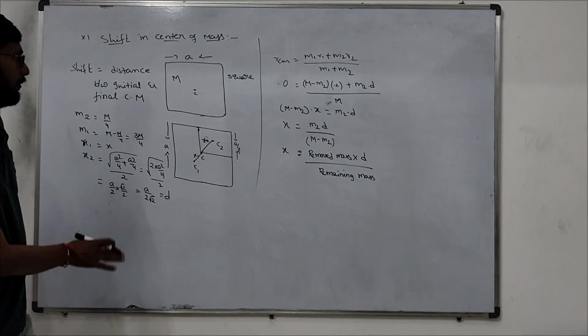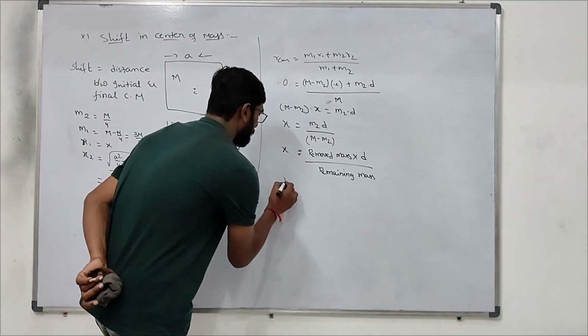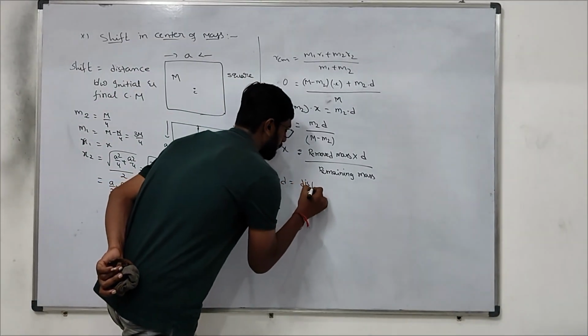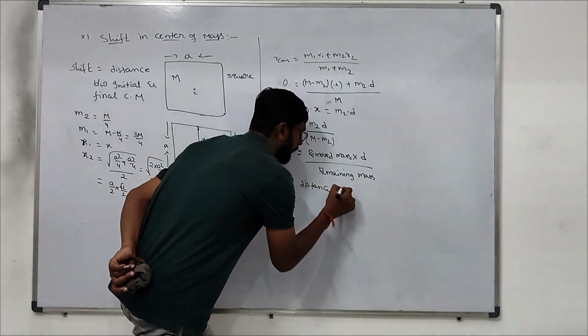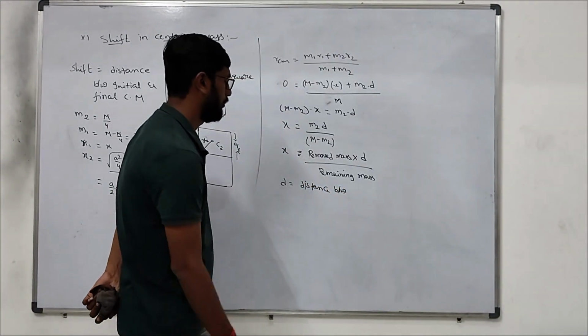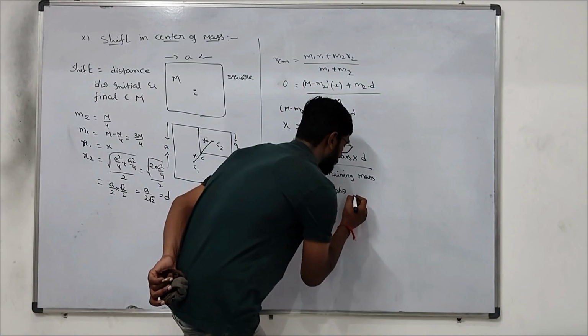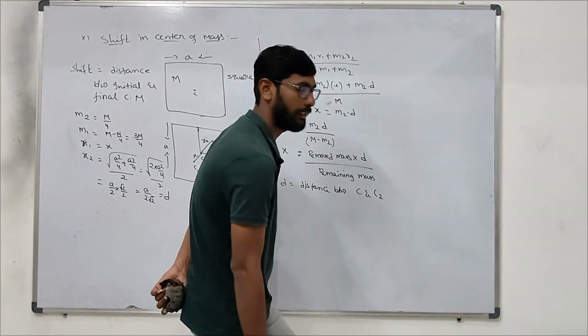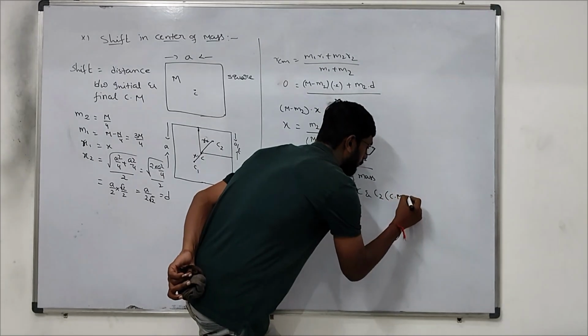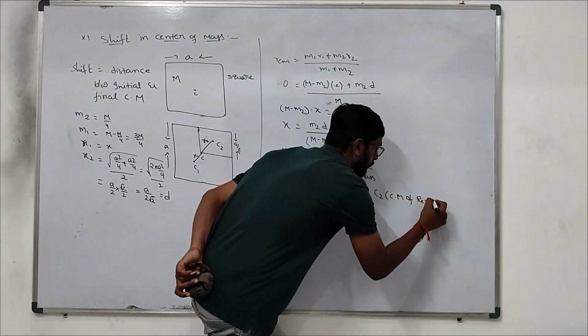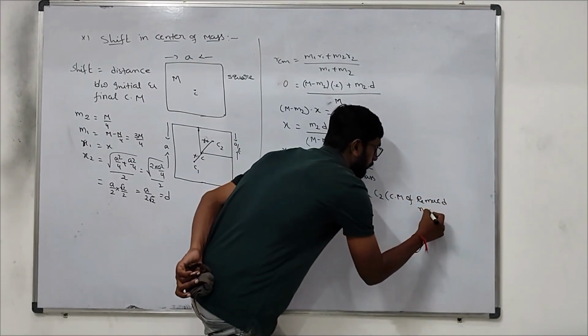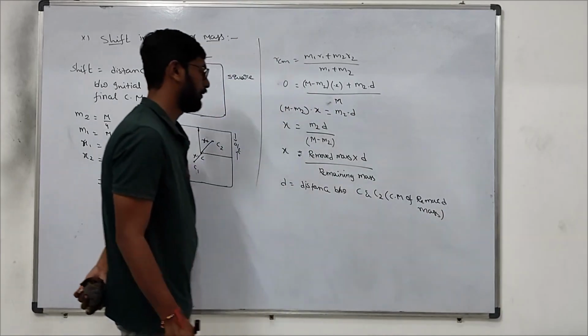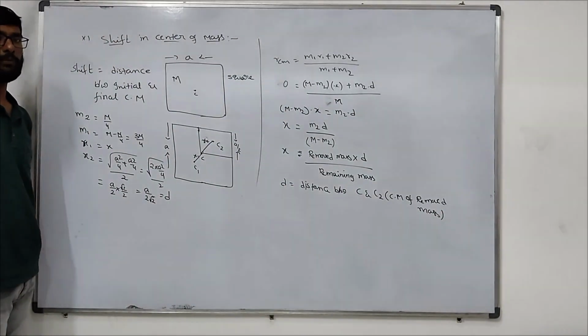Everything is fine. So where d equals what? Distance between C and C. C is what? Center of mass of second word. Center of mass or removed mass, right? So this is the formula, general formula.